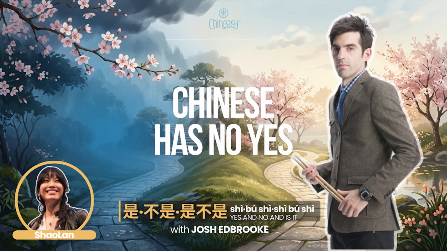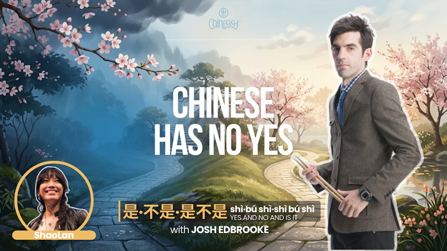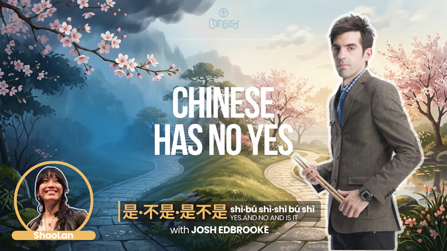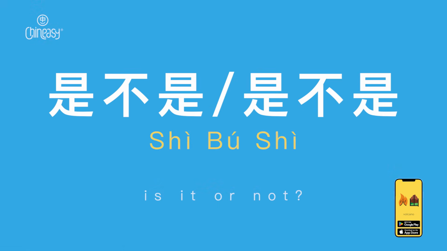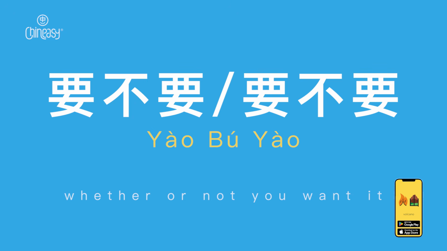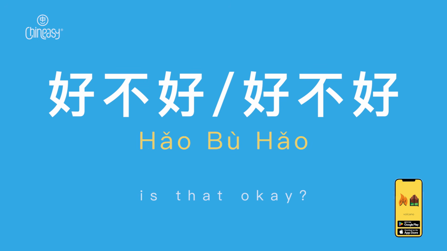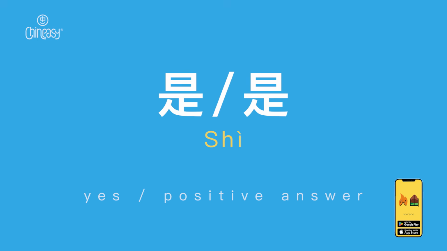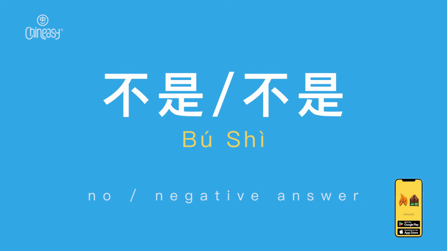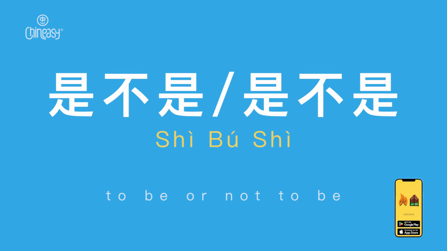Simple. Great. Thank you very much, Josh, for joining us. Today we have learned how to say yes or no, 是不是, whether or not you want it, 要不要, is that okay, 好不好. And the way to answer them is to say 是 if it's positive, and to say 不是 if it's negative. 是不是, to be or not to be.